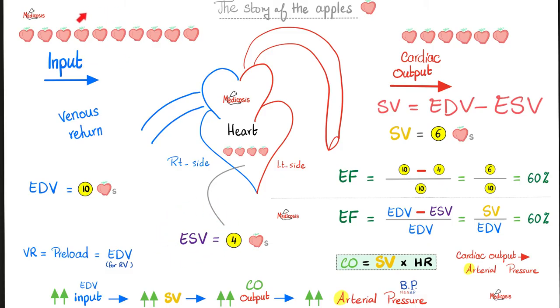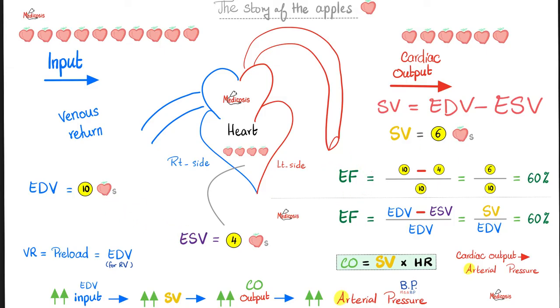Okay, if I gave you 10 apples and you ejected 6, what's the percentage that you ejected? Of course, it's gonna be 60%. That's right, and we call this the ejection fraction. But hey, Medicosis, let me ask you a question. Did I eject 6 apples or did I eject 60%? Well, if you're talking in absolute terms, the answer is 6 apples. But if you're talking in relative terms, it is 60%. The stroke volume is 6 because the stroke volume is the difference between the two.